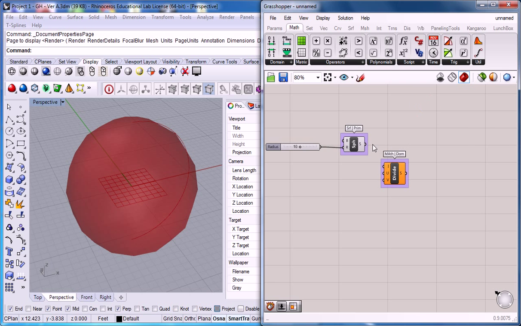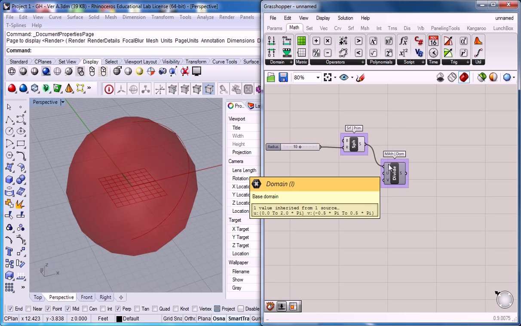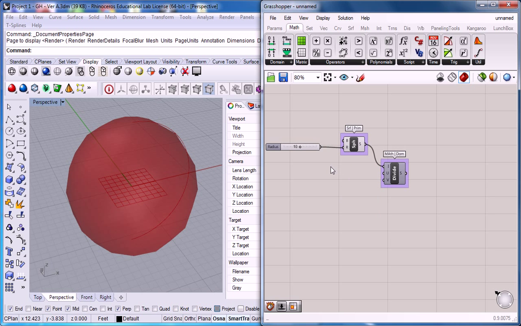And we can plug the sphere into the I input, which is our base domain. And then we're going to tell it how many subdivisions we want. So for me, I'm going to keep the same slider. It'll do the job. And I'll put that in U and V.